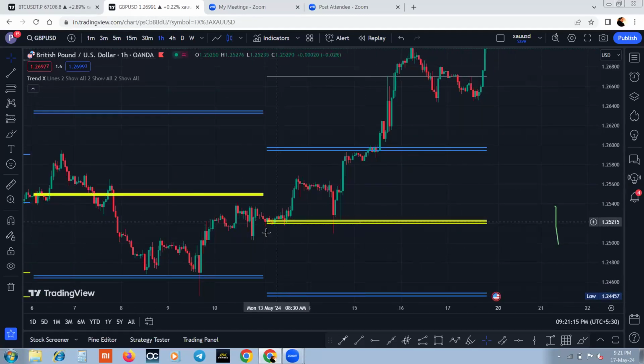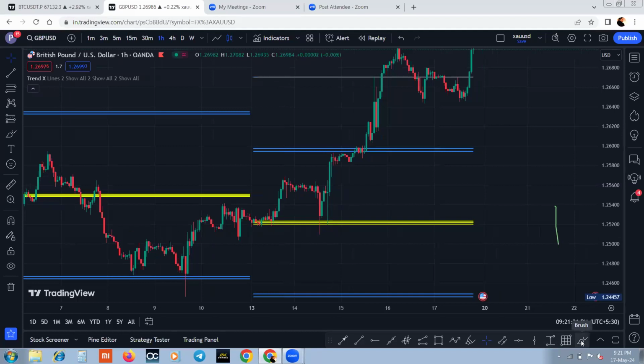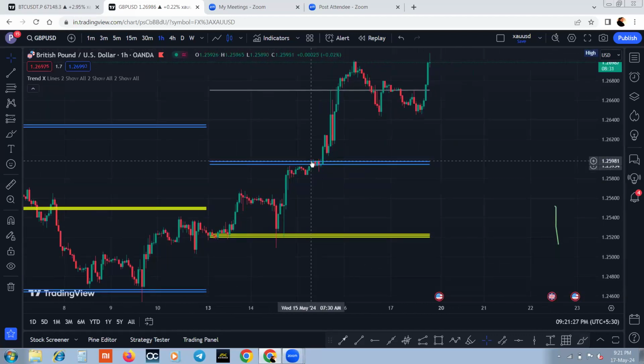Okay, my entry was here. My stop loss was very big. You know why? This is very less. Like, assume I don't get much profit at this point. My stop loss was below this, and my take profit was this.